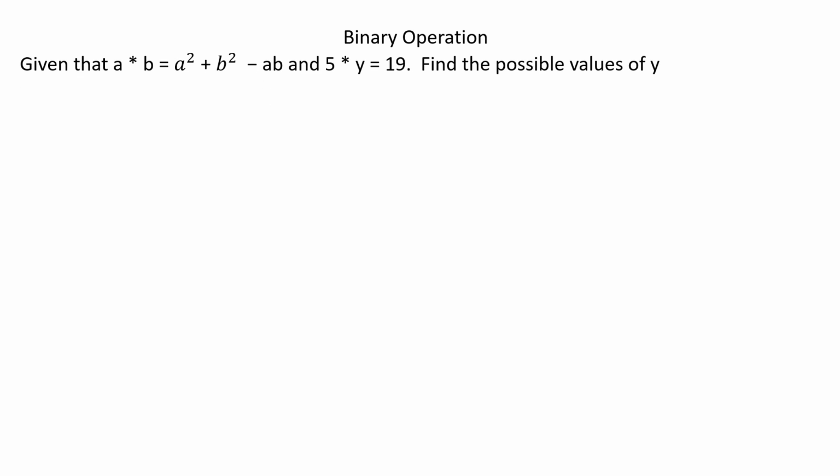I would like us to continue with our binary operation by looking at a sample question. Given that A operated on B is equal to A squared plus B squared minus AB, and 5 operated on Y is equal to 19, find the possible values of Y.